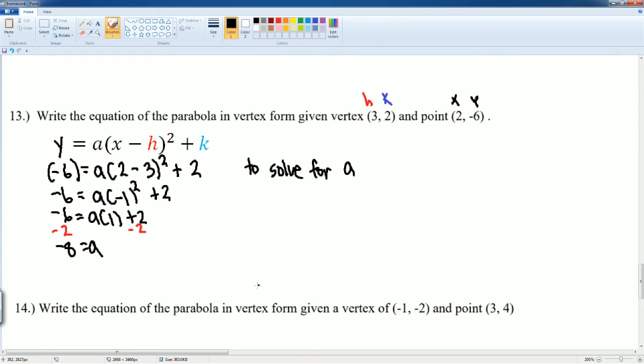All right, our life is now easier because we have our H, we have our K, and now we have our A value right here. So we can just write the vertex form as Y is equal to -8 times (X minus 3) squared plus our K, which is 2. There you go.